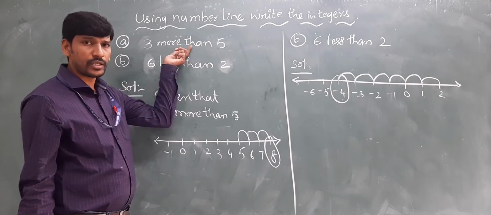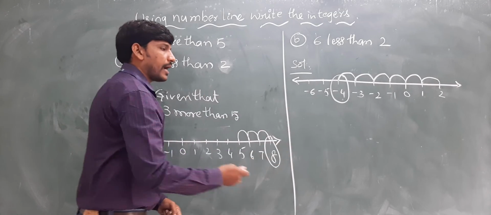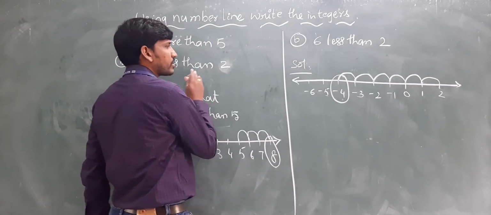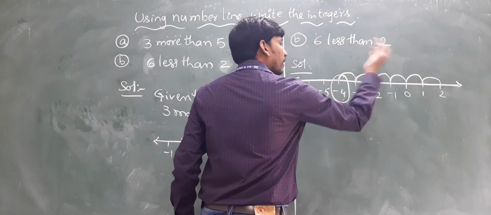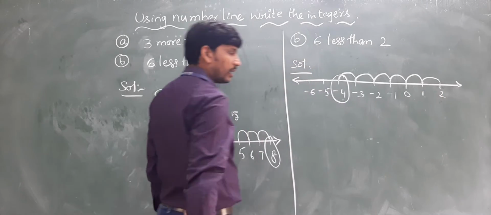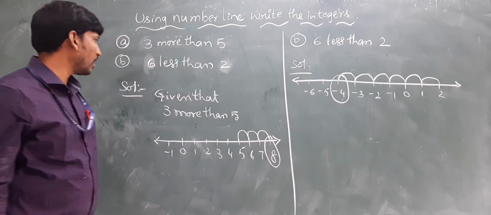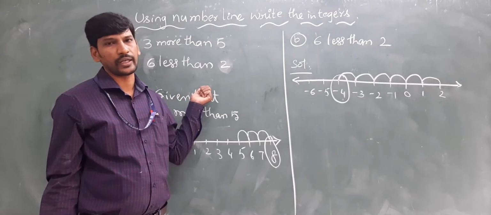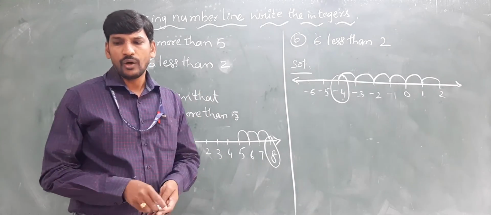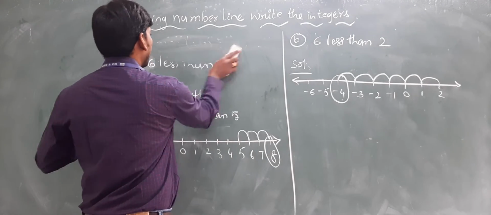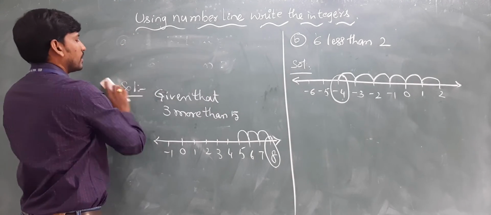More than means you need to move right hand side from the given number. Less than means you should move left hand side from the given number. Understood everyone? I hope you understood that these two problems are very important. Clear everyone? So today we discussed the addition of integers without using number line and as well as this also.